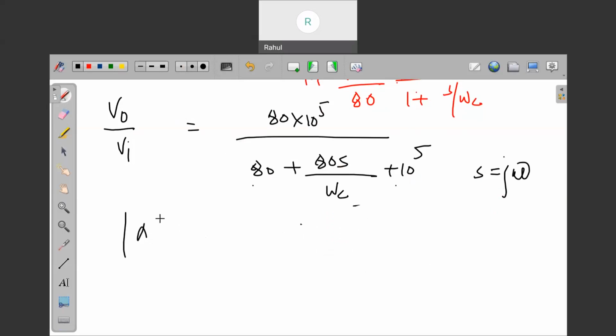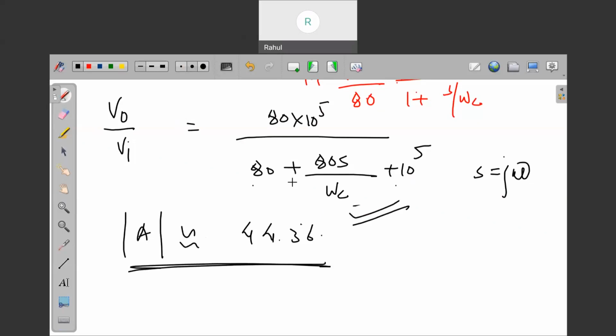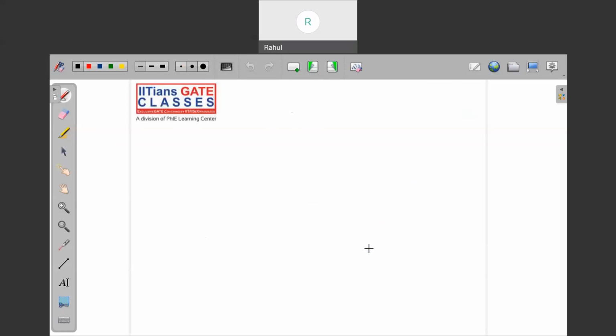So once you plug s equal to j omega and take the magnitude, the gain will be approximately equal to 44.36. Because here you can plug j omega and then plug s equal to j times 15. So you will get the answer as 44.36. It was a very easy question. This is method 1, and that is direct, without making any confusion.